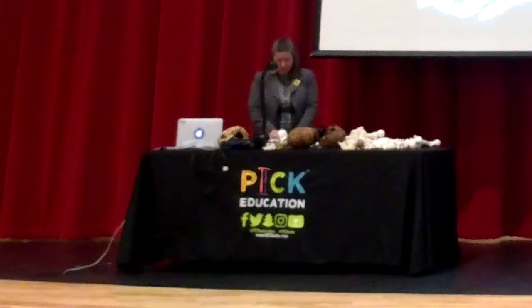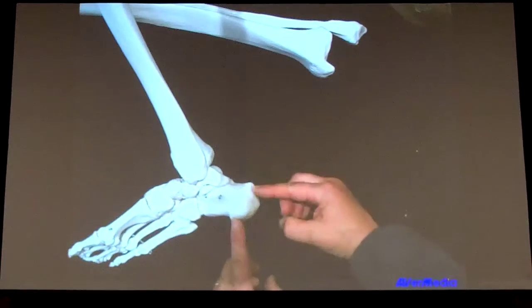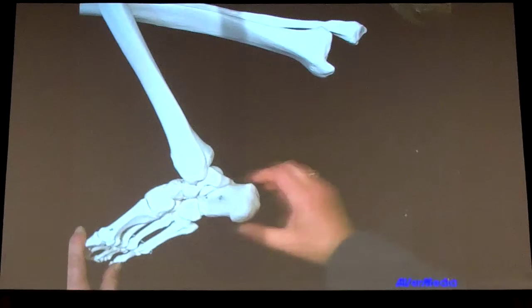But in addition, you actually have this lever arm. You have this part sticking out here. This is called the calcaneus. And this is a giant lever arm. So the calf muscle attaches here with a tendon called the Achilles tendon.